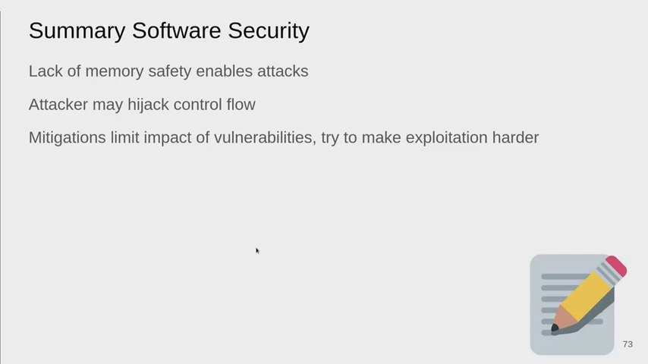Let me summarize. In software security, lack of memory safety enables attacks. Be aware of the different attack vectors, such as the buffer overflows that we looked at, and how an attacker can hijack control flow. In the end, a process is just a flat area of memory that contains code, pointers, data, and everything else. An attacker that controls data may cause a program to interpret it as code by injecting code, or overwriting pointers to redirect control flow to alternate locations. Mitigations limit the impact of vulnerabilities and try to make exploitation harder. Overall, try to pinpoint and play with different angles.